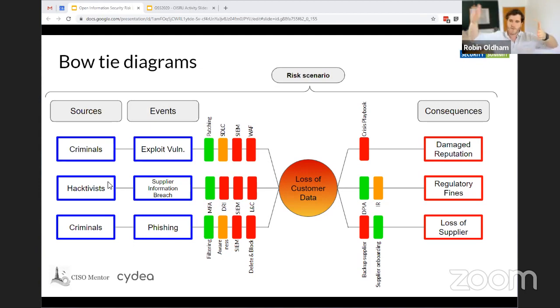You might end up with quite a few of these staggered along, and then maybe there's some controls between them, for example, and you can visualize the attack path there, and what barriers you have along the way to help prevent those events from occurring and the scenario being realized.